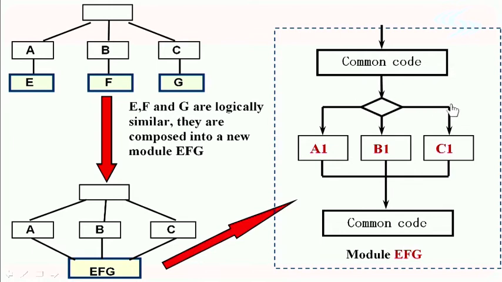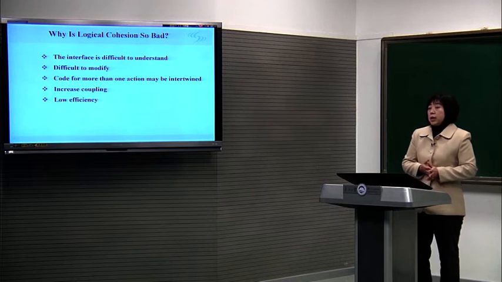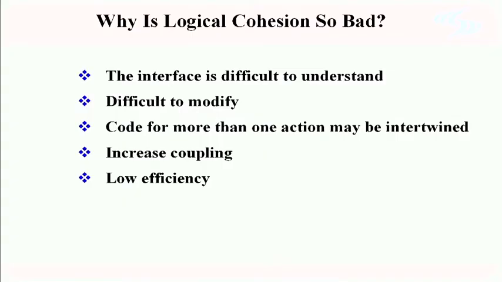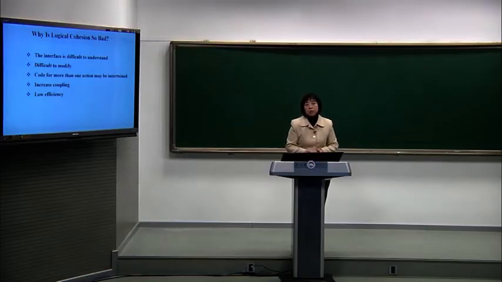And the business flow of module EFG is controlled by the calling module ABC. This means this will increase the coupling between the caller module and the calling module. We must admit that this will be very inefficient. So logical coherence is really bad. We should try to avoid it.